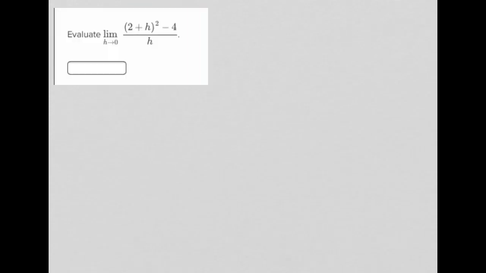So if I see this, evaluate the limit as h approaches 0 for this function. I first tried direct substitution. Plug in the 0 there. 2 plus 0 is 2. Squared is 4. 4 minus 4 is 0. So I get 0 over 0. I have to try some trick. First thing I'm thinking is maybe multiply this out. So this squared, that's just 2 plus h times 2 plus h. So what would that be?